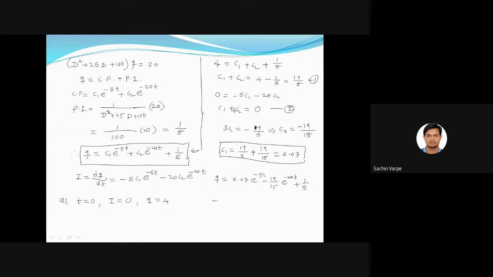And the current will be I is equal to minus 5 C1, so minus 5 into 5.07 e to the power minus 5t, minus 20 into C2, that is minus 19 by 15 e to the power minus 20t. Is this clear to everyone? So this is the instantaneous charge and current flowing through the circuit, and that is a solution of the given circuit, or we can say the associated differential equation.